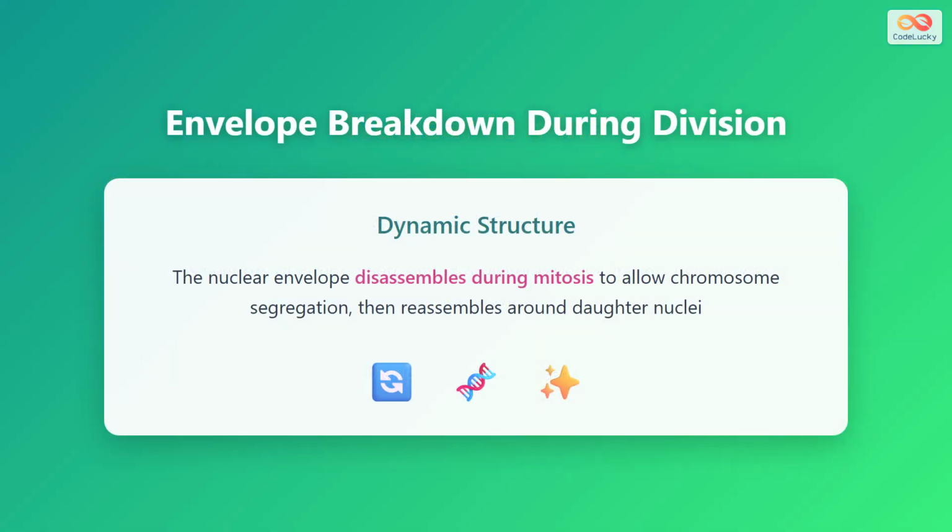The nuclear envelope is a dynamic structure, not a permanent fixture. During mitosis, the nuclear envelope disassembles to allow chromosome segregation. Chromosomes need direct access to the mitotic spindle for proper division. After division completes, the nuclear envelope reassembles around the two sets of daughter chromosomes, reforming the nucleus in each new cell.